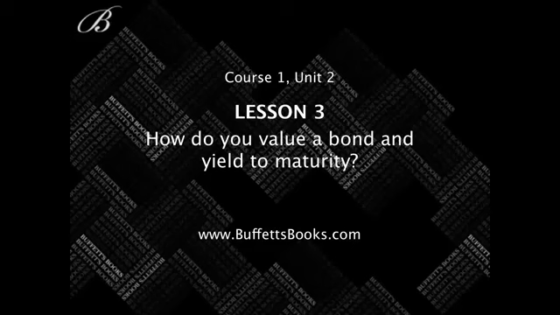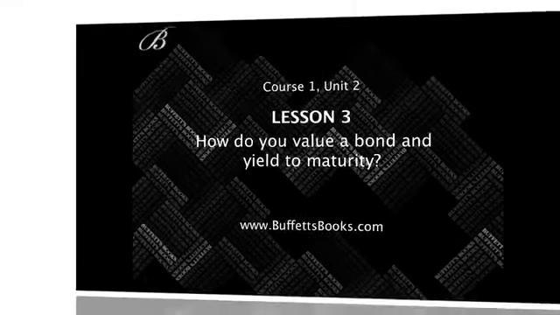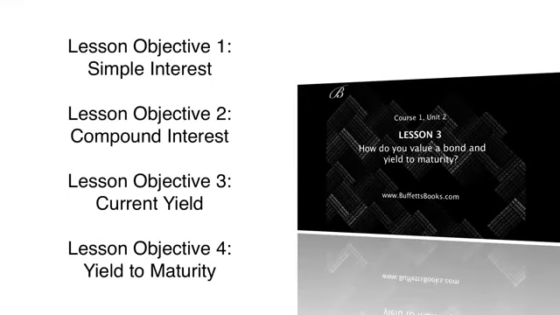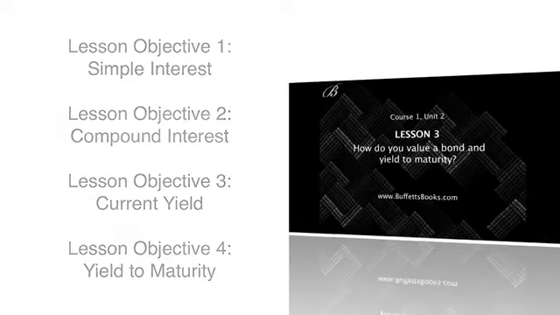Welcome to Course 1, Unit 2, Lesson 3, How do you value a bond and yield to maturity? This lesson has 4 lesson objectives. The first is understanding simple interest. The second is understanding compound interest on bonds. The third is understanding the current yield. And the fourth is understanding yield to maturity.